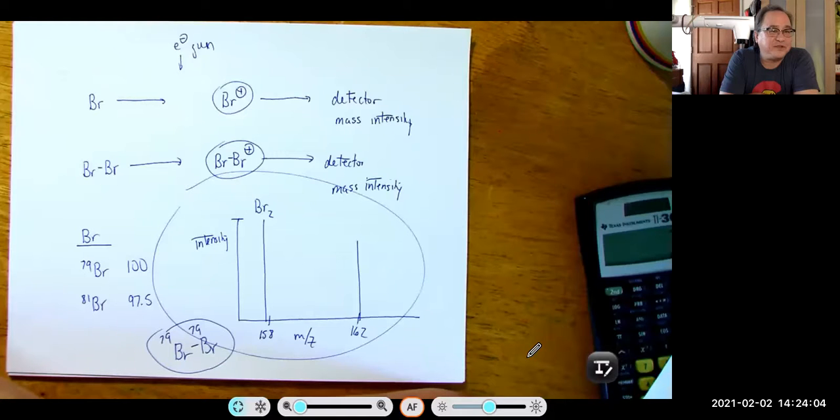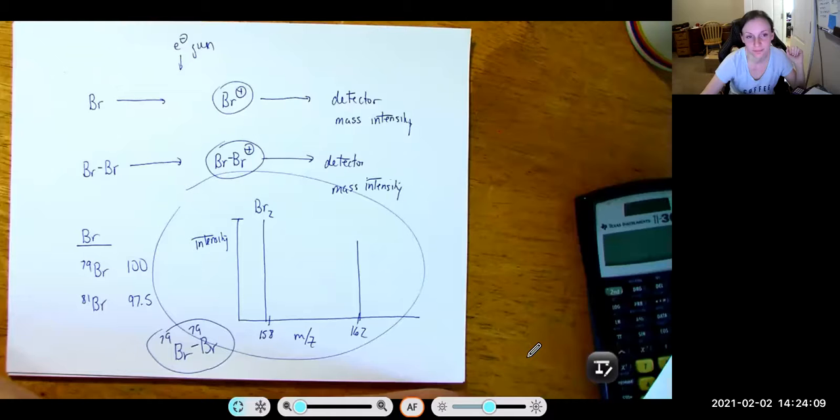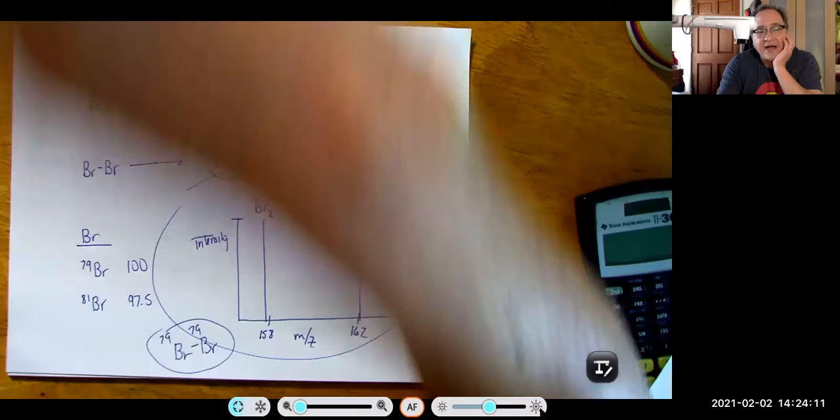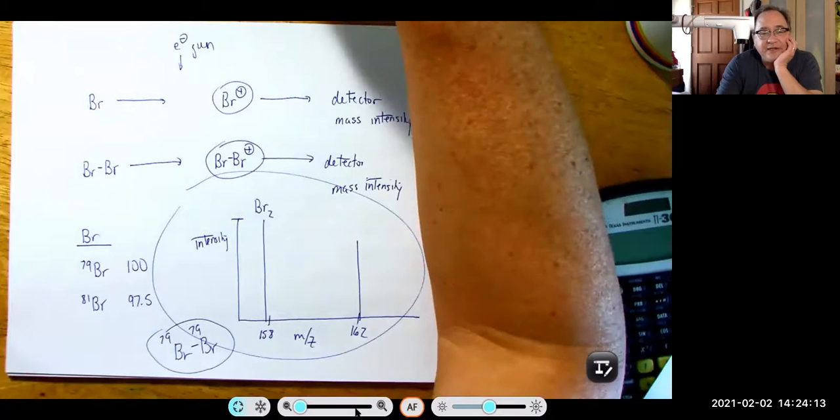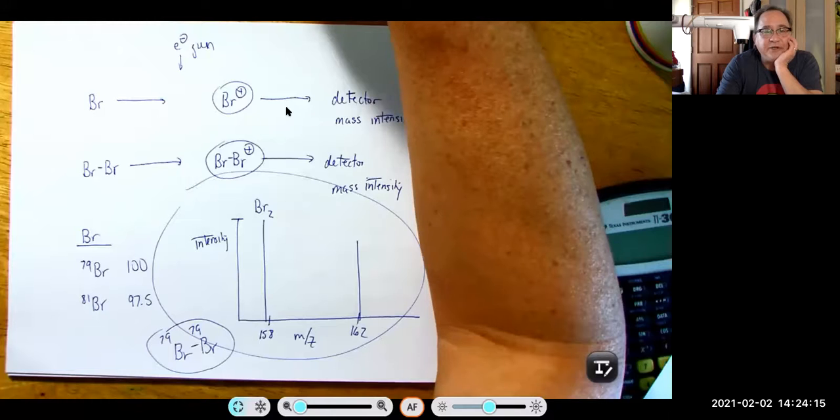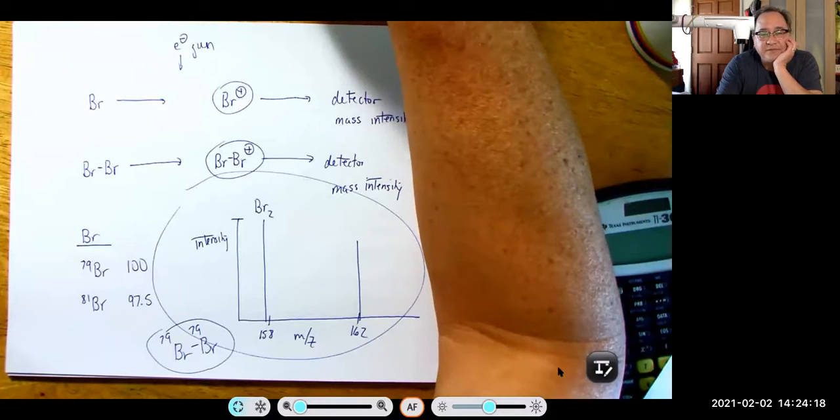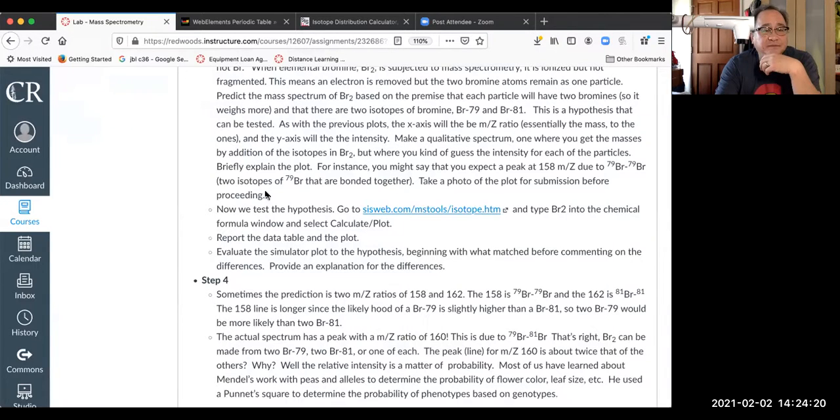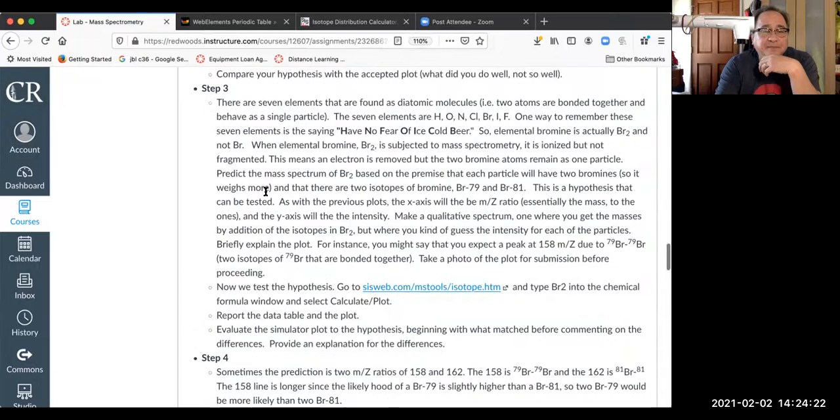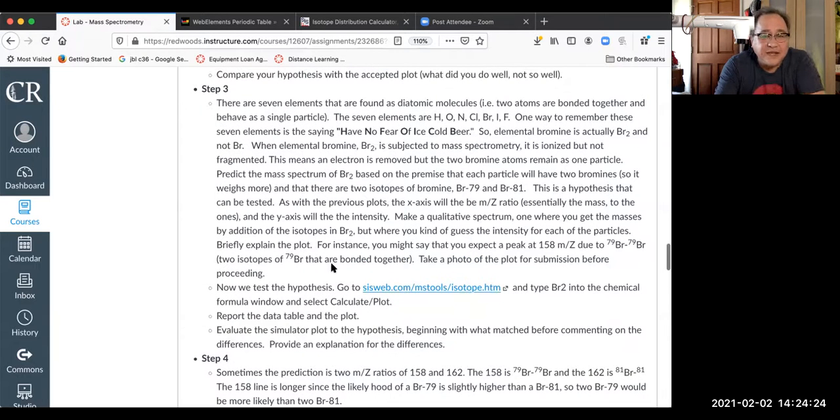Okay. Charlotte, you good to go? Yeah. Okay. Let's go back to my, what do you call it? Web browser. So here, take a photo of your plot before proceeding. Now we test the hypothesis, report the data table and the plot, and evaluate.